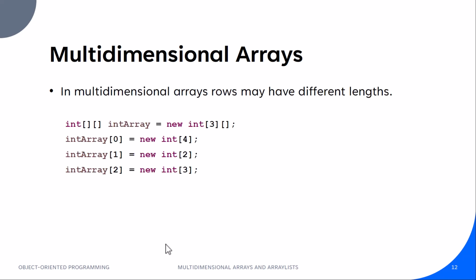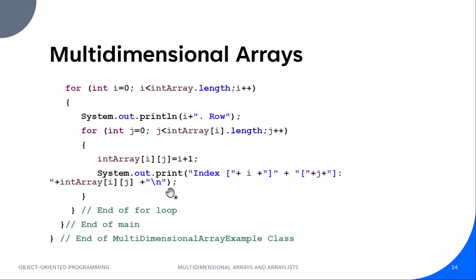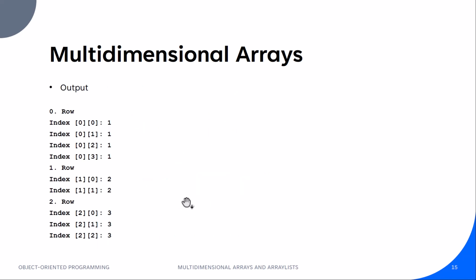And here is how we can declare a multidimensional array that has different row lengths without initializing values to array elements. And here's the example in code. And with these 4 loops, we are assigning values to array elements. And here's the output. As we can see, the 0th row has these elements, the first row has these elements, and the second row has these elements.